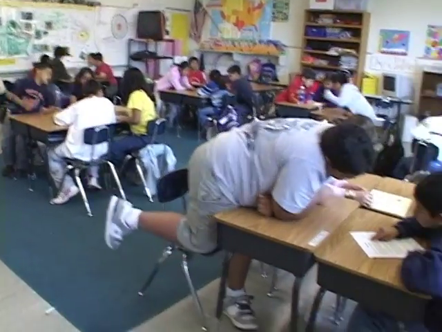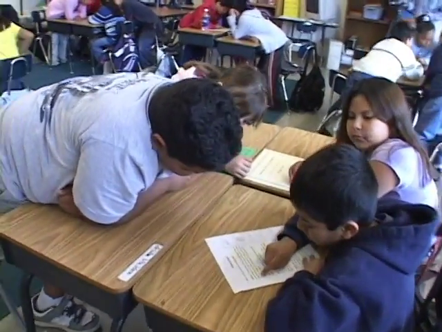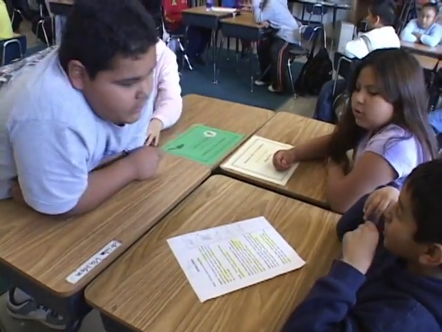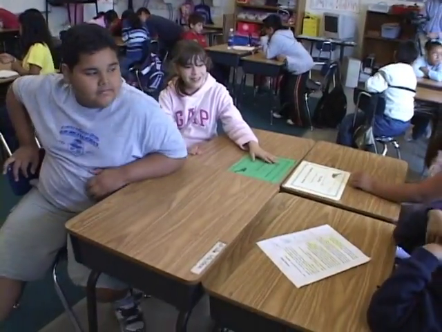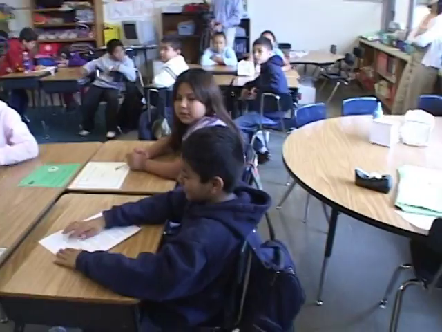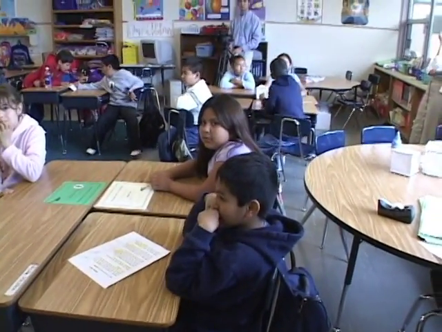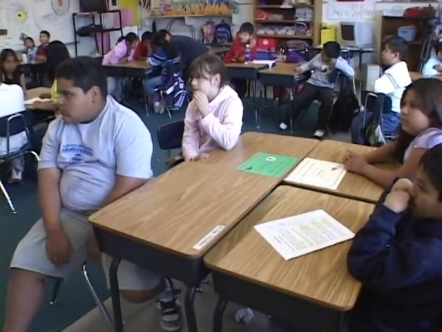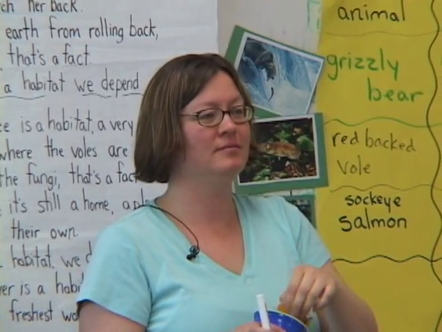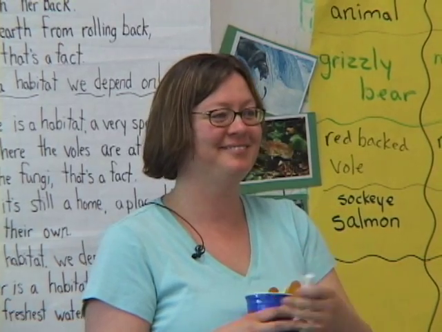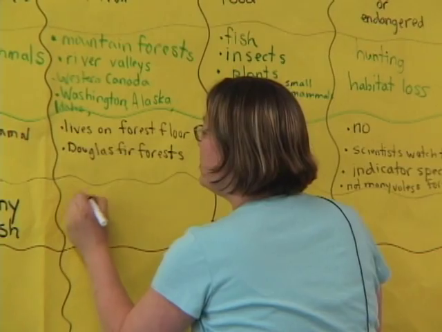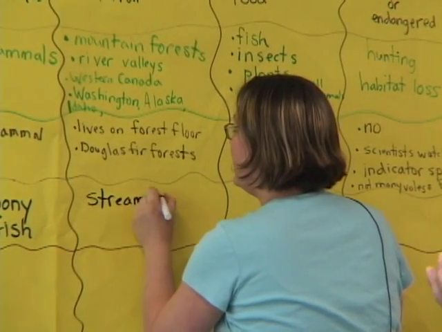Ready? Heads together. Streams migrate to oceans. Okay, 1, 2, 3, eyes on me. Blue, number 4. They live in streams, and we want a little bit more information too about where they live.